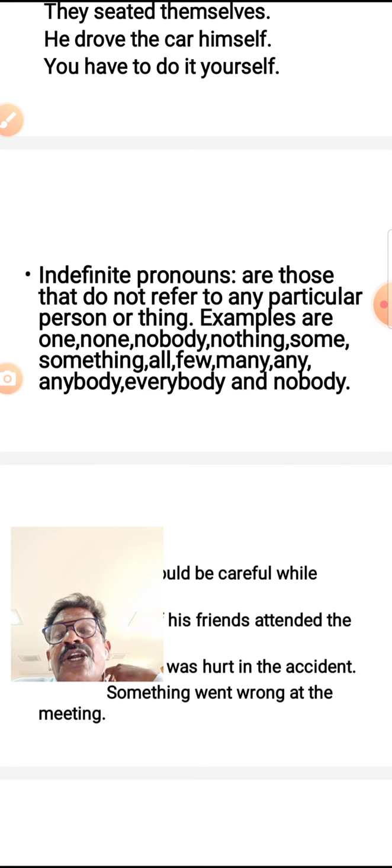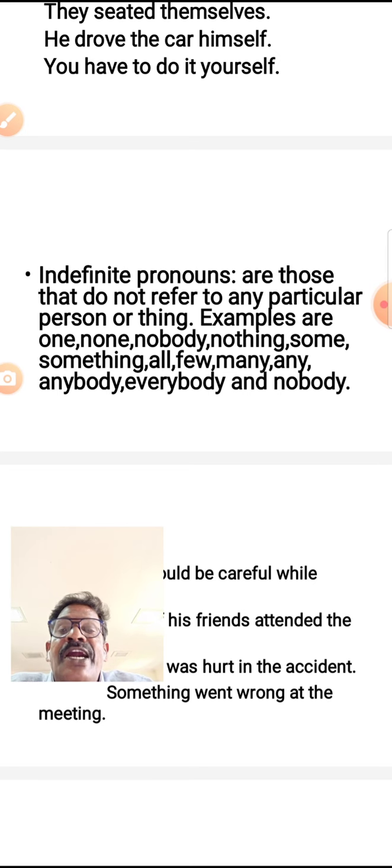This kind of indefinite pronouns, generally we use in our classrooms. Is there anyone who can give the answer? Like this we used to ask questions. Only few people have given.